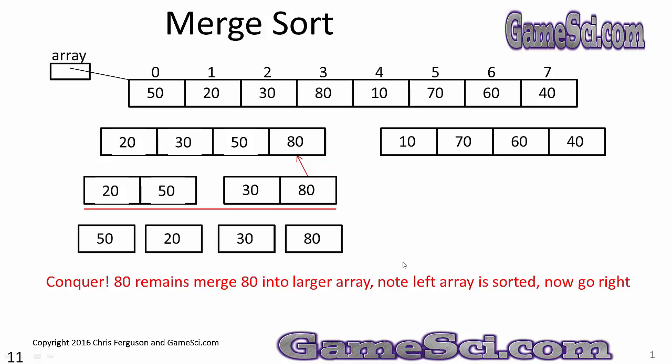Note the left array is now sorted. We have broken this data down, down, down to small pieces. Now we've merged them back into bigger pieces. This whole piece now is merged. It's conquered. It's done. When the left side is sorted, we now switch our attention to the right side.